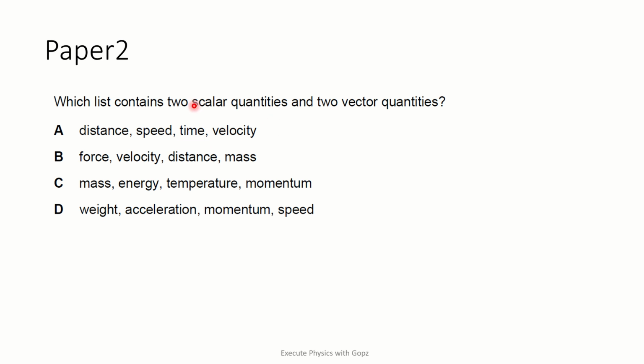So does it meet the question? No. We just need two scalar quantities and two vector quantities from the options. So here we have three scalar and one vector. So no, A is not the correct choice.